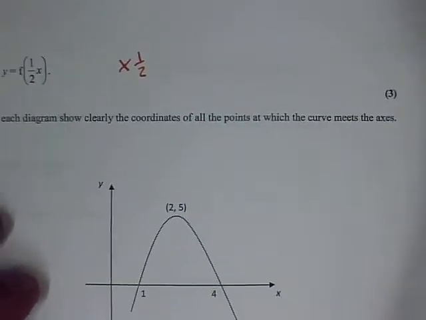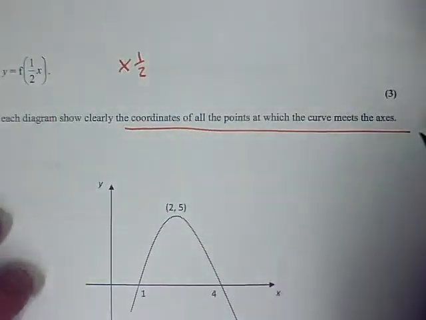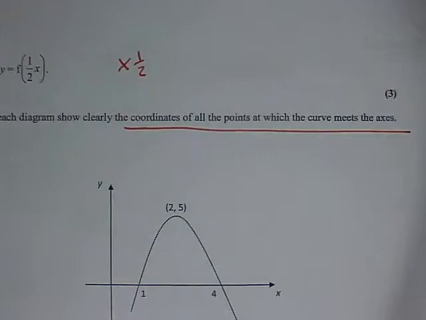Take the same 3 points that we had earlier, and decide where they go to. And it says show clearly the coordinates of all the points where the curve meets the axes. So it must be that giving you those 3 points is enough that when you do all of those changes, you can actually tell where the new curve cuts the axes. Okay, so that's great.